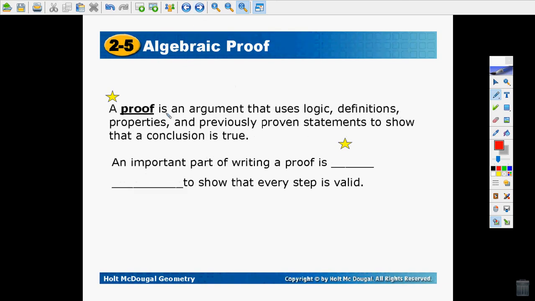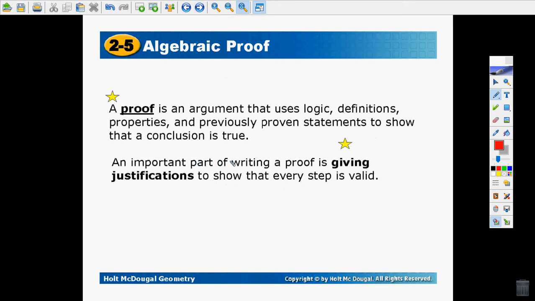A proof itself is an argument that uses logic, definitions, properties, and previously proven statements to show that a conclusion is true. An important part of writing a proof is giving justifications to show that every step is valid. Okay, so if you're good at arguing with your parents or with your siblings, you're going to be good at a proof. If you're logical, you're good at a proof. If you know your definitions, know your properties, and any of the previous stuff that we've learned, then you're going to be fine with proofs.